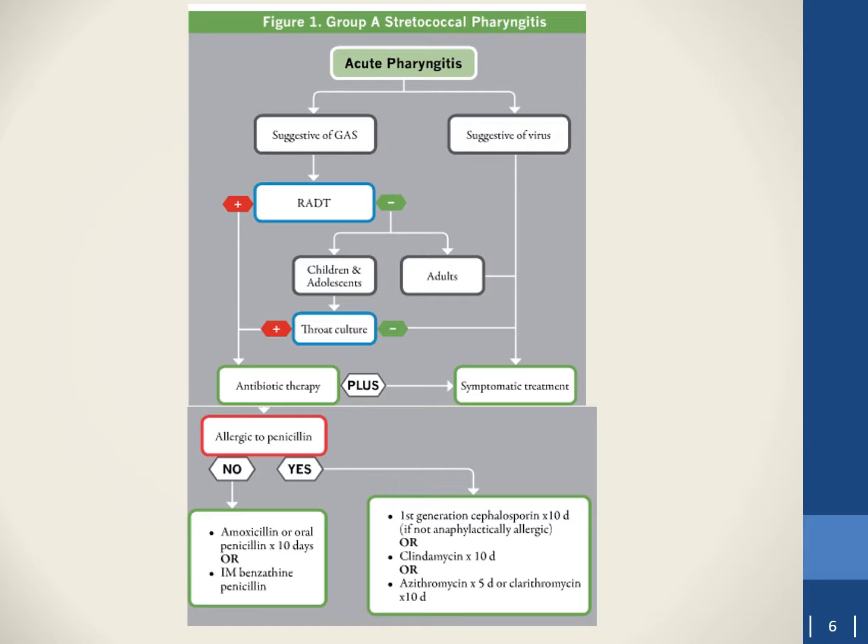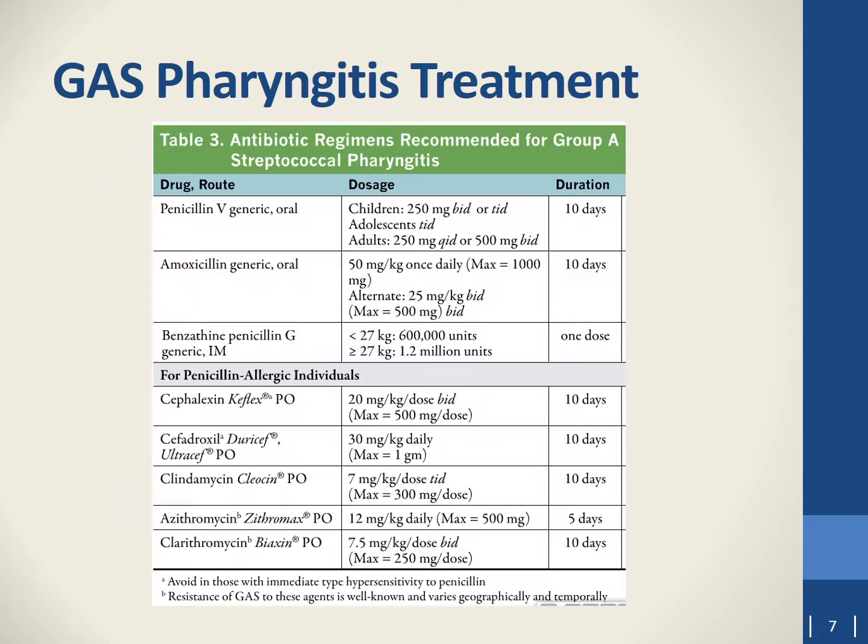If you do have someone who has a severe penicillin allergy, if it's a non-anaphylactic allergy, they can be treated with a first-generation cephalosporin, so something like oral cephalexin for 10 days, or oral clindamycin, or an oral macrolide like azithromycin or clarithromycin. So again, remembering your first-line therapy for penicillin non-allergic and penicillin allergic patients is an objective for this disease state.